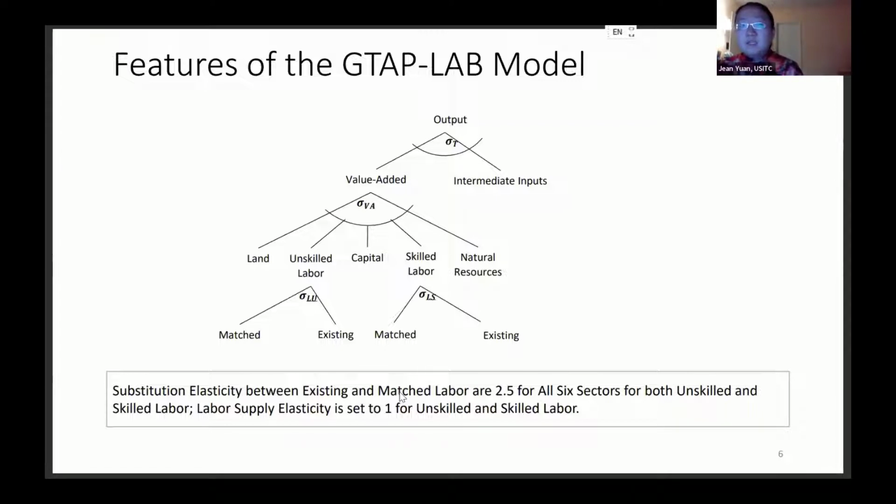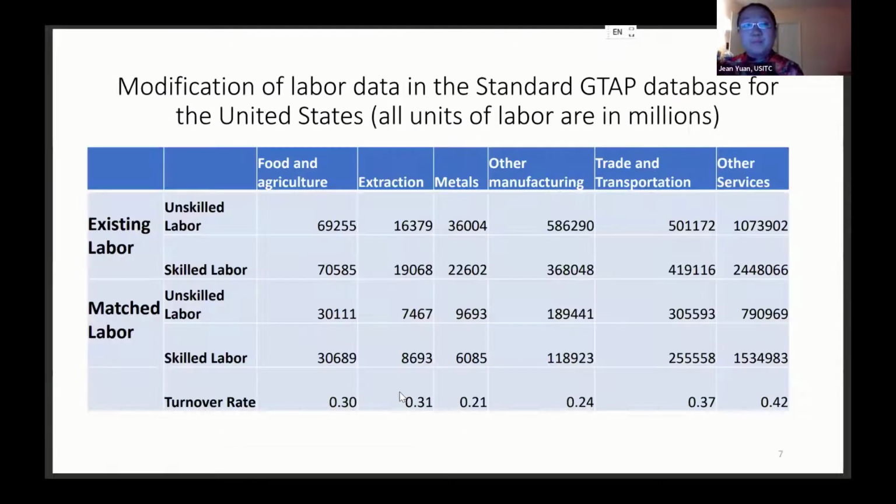And in the GTAP labor model, the standard version, the substitution elasticity between the existing and the matched labor is 2.5 for all 6 sectors, for both unskilled and skilled labor. And as I will talk about later, we are changing this substitution elasticity also to see how it affects the result. And then in the GTAP labor model, the labor supply elasticity is set to 1 for both unskilled and skilled labor.